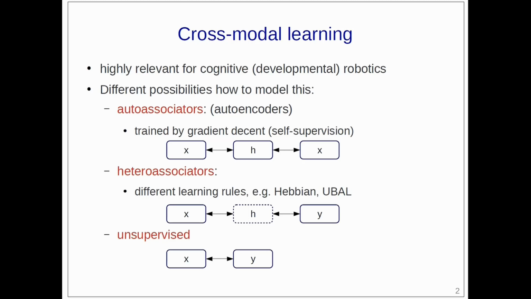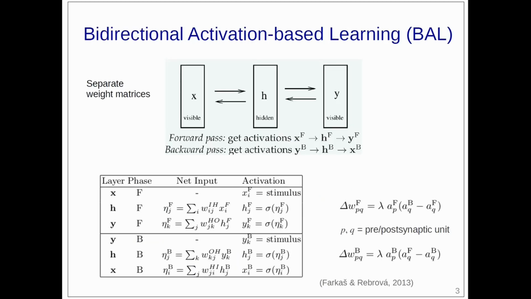So today I will focus on the second part, this UBAL-based heteroassociation, connecting the two different modalities, and try to explain how it's done. The predecessor or ancestor of the primary model was this BAL, which we designed almost a decade ago, where you have the first layer, the second layer, and the third layer, and they are connected in both directions. So it's possible to retrieve Y from X and X from Y.